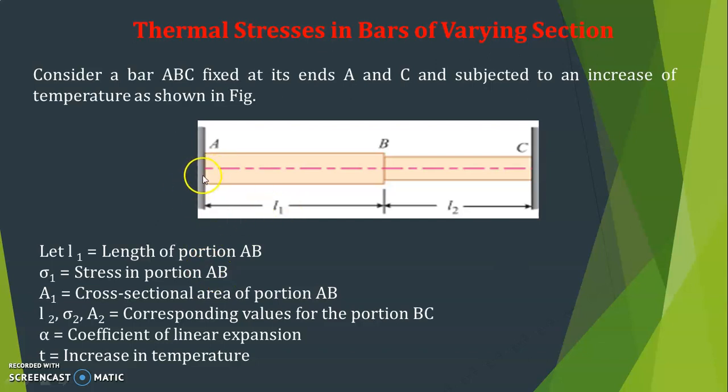Let us consider this bar, which is fixed at its ends A and C. L1 is the length of the portion AB and L2 is the length of the portion BC, and sigma 1 is the stress induced in the portion AB and sigma 2 is the stress induced in the portion BC. A1 is the cross sectional area of the portion AB and A2 is the cross sectional area of portion BC. Alpha is the coefficient of linear expansion and T is the increase in temperature.